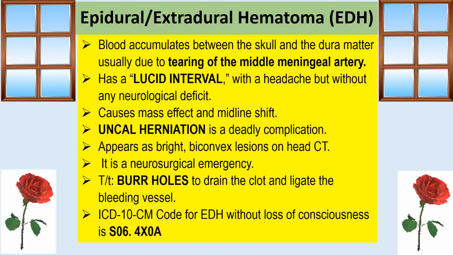The prognosis is excellent if prompt evacuation of the hematoma is done and there is no associated primary brain injury. Patients may be managed conservatively if the clot volume is less than 30 milliliters, maximum thickness is less than 1.5 centimeters, and the Glasgow Coma Scale score is more than 8. The ICD-10 code for extradural hemorrhage without loss of consciousness is S06.4X0A.